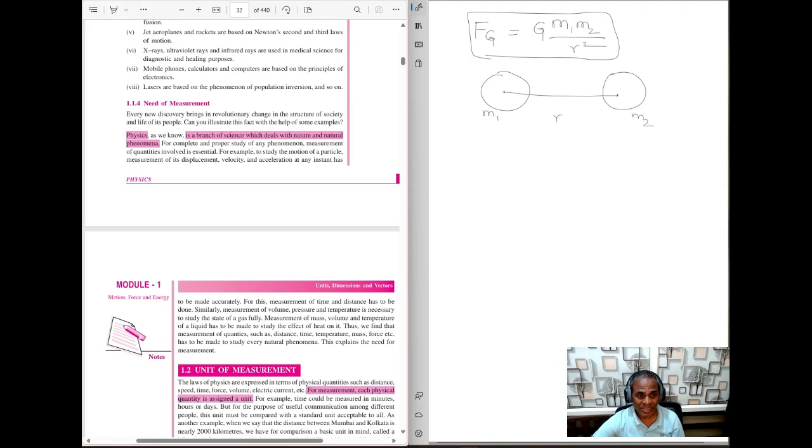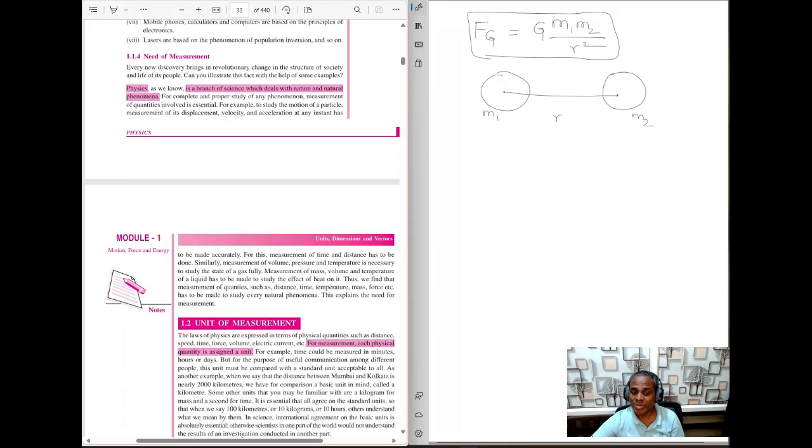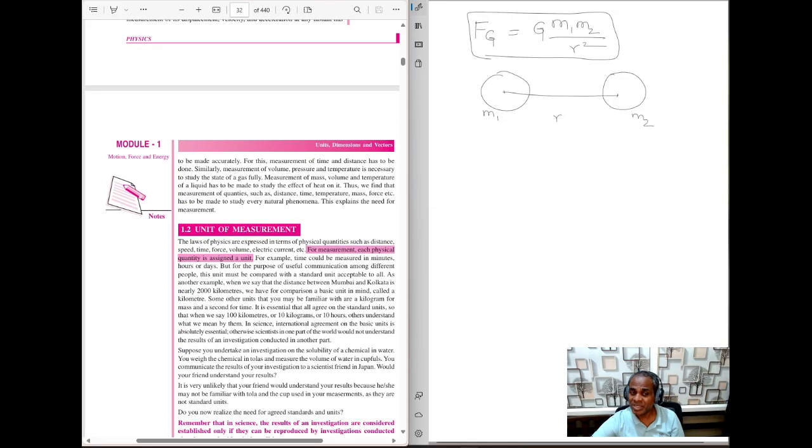Here, as we can see, to study the motion of a particle, we need to measure its displacement, velocity, and acceleration at any instant. Similarly, measurement of time and distance has to be done. And in other scenarios, we may need measurement of mass, volume, temperature, etc.